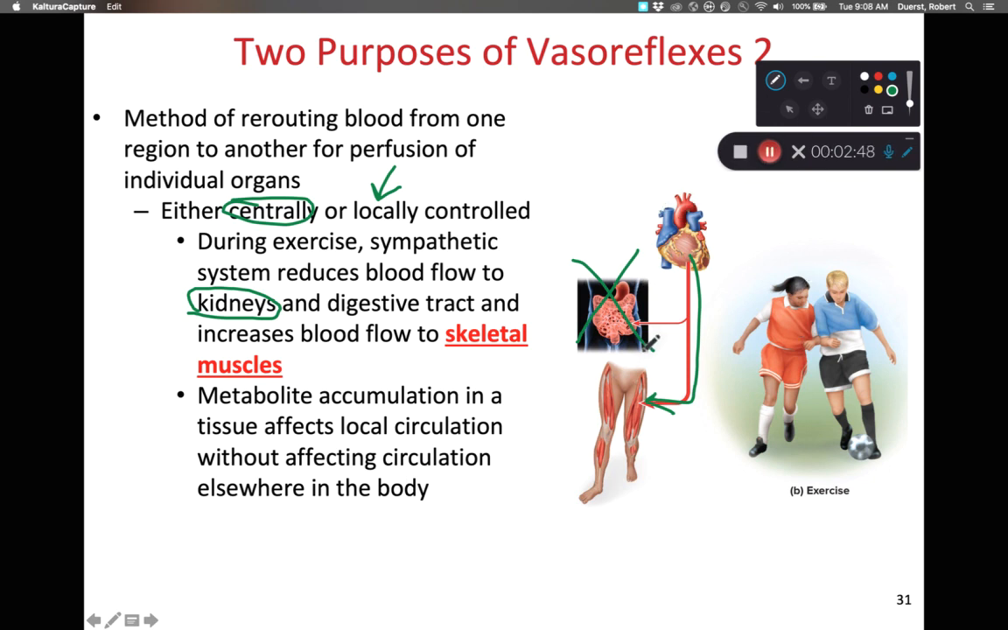So in addition to downregulating blood flow to the digestive tract, we also downregulate blood flow to the kidneys so that we have a decrease in urinary output. We also find that we can have metabolite accumulation in tissues. When we think metabolite accumulation, we're thinking the buildup of waste products. And as we have waste products build up in tissues at a local level, we can upregulate circulation to those tissues without affecting circulation to other tissues of the body.